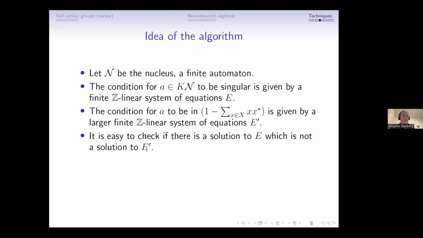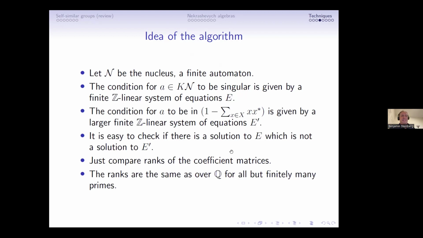And so it's easy to check if there's a solution to the smaller system which is not a solution to the larger system. You're basically comparing ranks of coefficient matrices. And the ranks are going to be the same over Q as they are over all but finitely many primes, because you can put things in Smith normal form and look at which primes change the rank, and it's only going to be a finite list. And so the whole game is coming up with this system of equations, and then you're doing Smith normal form. And Smith normal form is fairly efficient. The problem is the number of these equations, how many there are, and is the complication to bound.